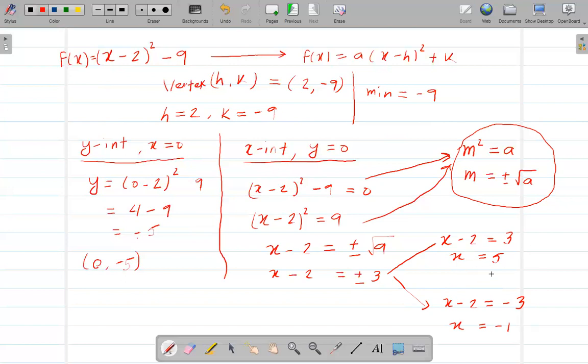So now if I change this to point form, then I get (5, 0), and this one I get (-1, 0). Right, so these two are x-intercept points, and this is the y-intercept point, right?